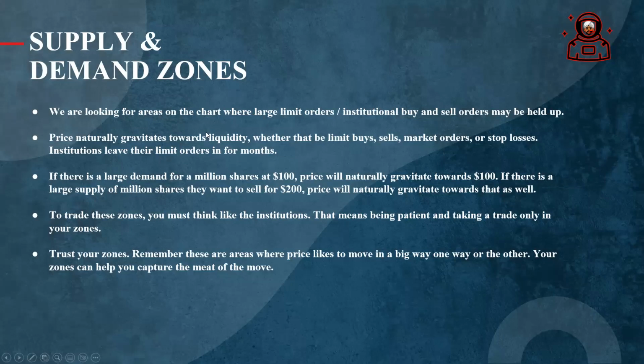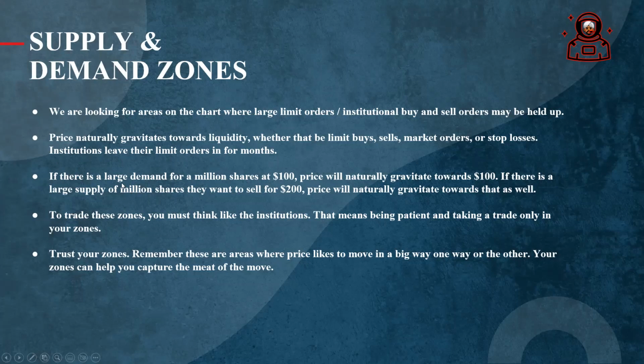Supply and demand zones. So we're looking for areas on the chart where large limit orders or institutional buy orders or sell orders may be held up. Because institutional traders and professional traders, they'll leave their limit orders in for months, right? Price naturally gravitates towards liquidity, whether that be limit buys, sells, market orders, or yours and mine stop losses. I'm sure you've gotten stopped out before and it kept going. That's just price gravitating towards your liquidity, and not just yours, but there's going to be a lot of stop losses where yours is.